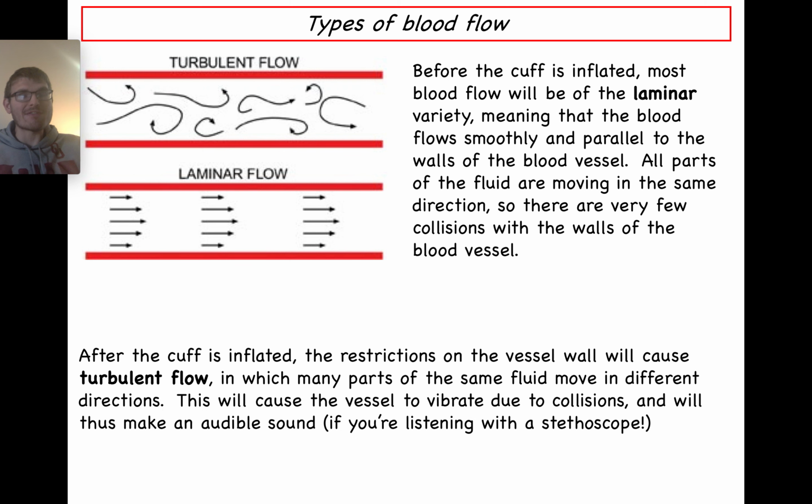But when you inflate the cuff and start narrowing the diameter of that artery, you start inducing what is called turbulent blood flow, meaning the same volume of blood is trying to squeeze through a much narrower space. As things squeeze through, they start shooting off in all different directions. Different parts of the blood start colliding with the side of the blood vessel. These collisions produce an audible sound. So if you're listening with a stethoscope and you can actually hear the blood flow, you are listening to turbulent blood flow.